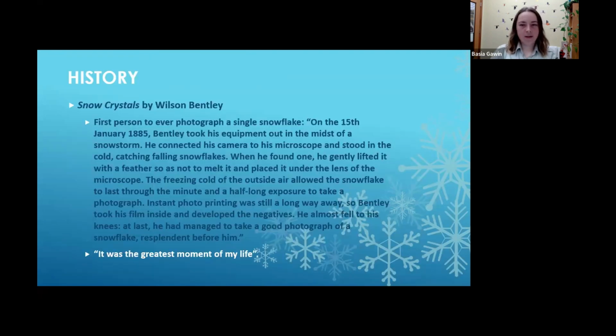One of the snowflake experts, someone who's pretty well known, is Wilson Bentley. He wrote the book Snow Crystals. A lot of times people call him Wilson Snowflake Bentley. He was born in Vermont in 1865, and his mother said that he was always interested in tiny things in nature. He was always out there looking for the smallest things to observe.